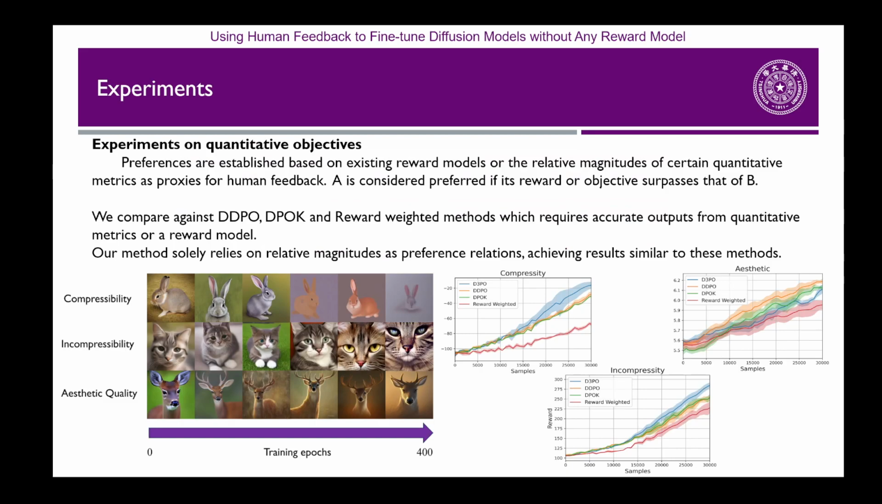In experiments with quantitative metrics, preferences are established using existing reward models, or the relative magnitudes of specific quantitative metrics, as proxies for human feedback. A is deemed preferable if its reward or objective surpasses that of B. We contrast our approach with DDPO, DPOK, and reward-weighted methods, which rely on accurate outputs from quantitative metrics or a reward model. Conversely, our method solely depends on relative magnitudes as preference relations, yielding results comparable to these methods.